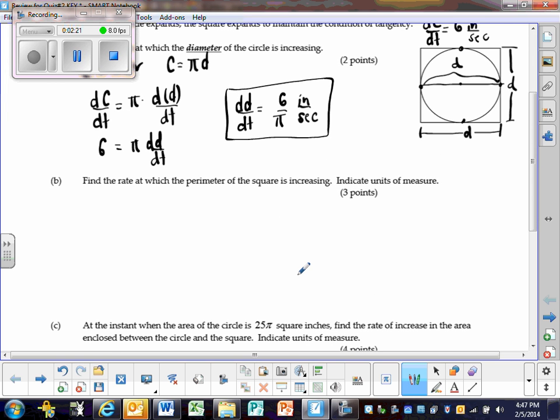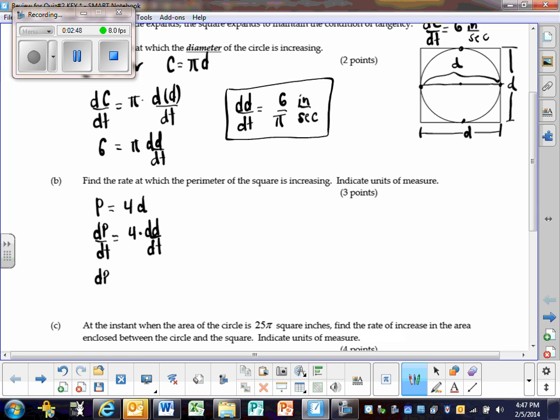The next part of this question asked us to find the rate at which the perimeter of the square is increasing. We have to know that perimeter of a square, without being given the formula, is the sum of the 4 equal sides, or 4d. Taking the derivative to find the rate, I get derivative of p with respect to time is 4 times the derivative of diameter with respect to time.